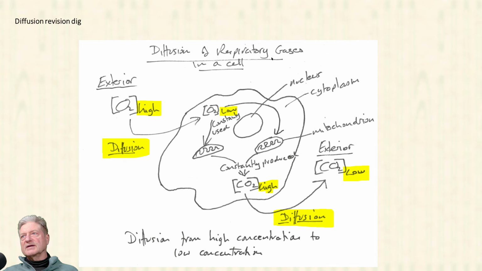Okay, here's a little diagram of diffusion and respiratory gases in a cell. And I use a little diagram like that. It takes about a minute to draw once you learn it. And it's a good way to just make sure you've got everything written down. I might do a video on just how to make that diagram in the future.